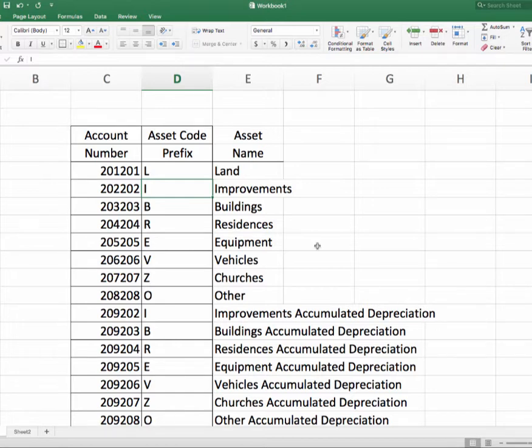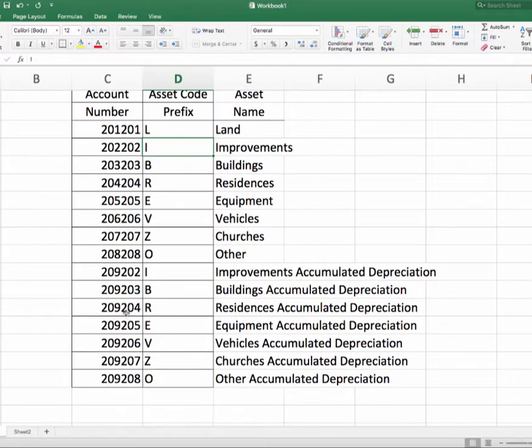Let's consider the practice in SunPlus that for our account codes, we have a prescribed asset code prefix. So for our account 201-201, we want an asset code that starts with an L. And for account code 202-202, we want an asset code that starts with an I. All the way on down, 203 buildings, we want an asset code that starts with a B. And this goes down to depreciation as well. So for 209-202, we want an asset code that starts with an I, and 209-203, we want one that starts with the B, and so forth with accumulated depreciation.